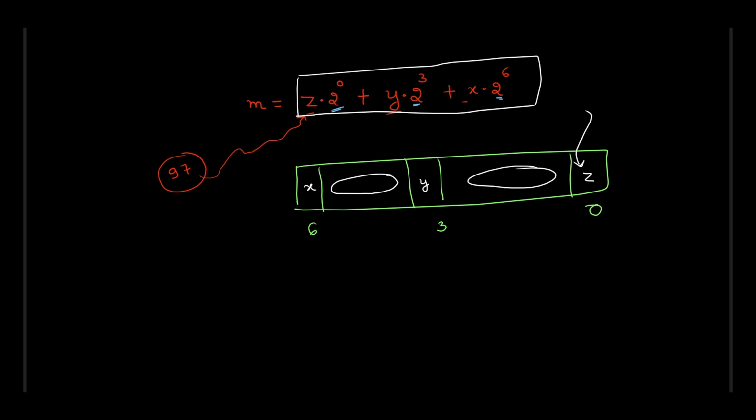If I ask you to extract the value z from this equation, can you come up with a fancy trick to do that? So you will realize that all the terms in this number are divisible by 2 to the power 3 except the first term. So if you do something like this, m modulo 2 to the power 3, then all other terms will return a 0 because they are divisible by 2 to the power 3, and this is less than 2 to the power 3. So the remainder is simply z. So you have successfully extracted out z.